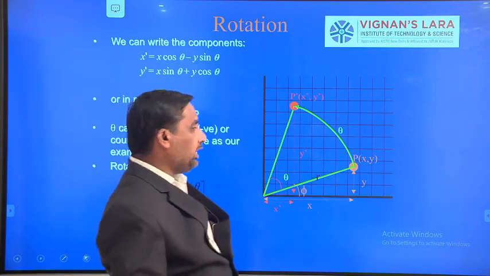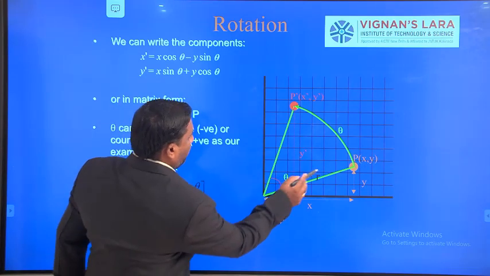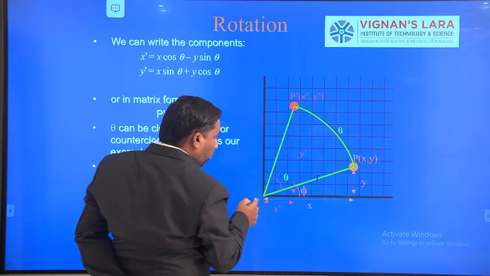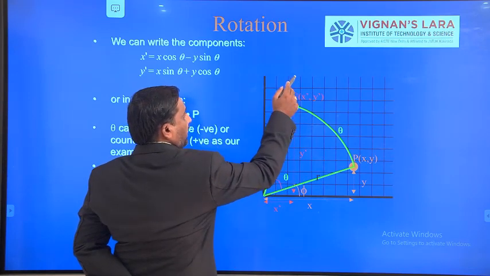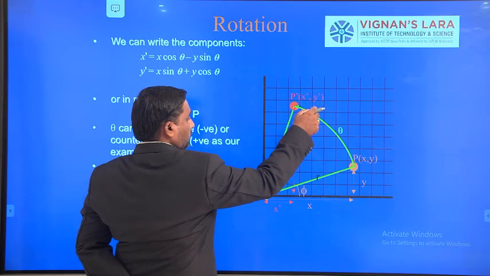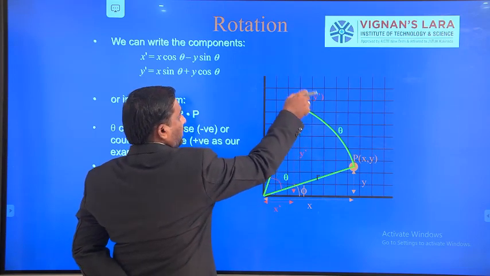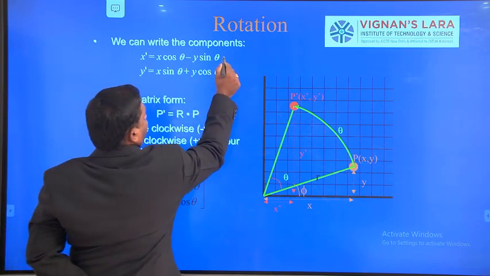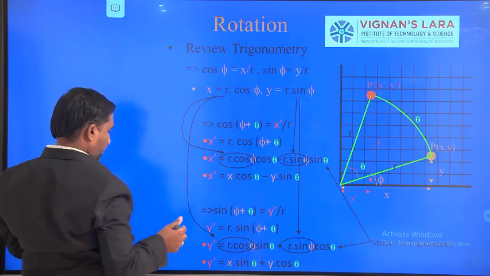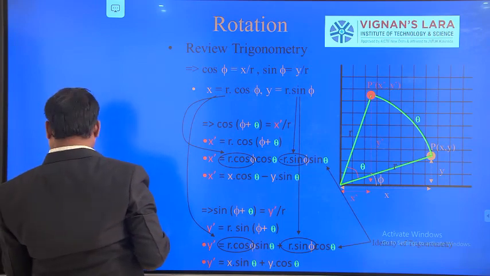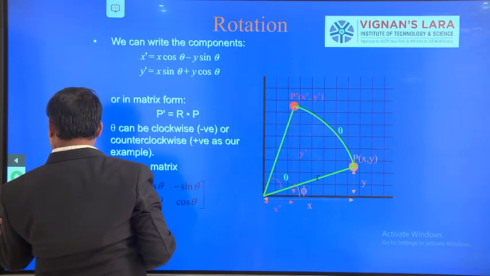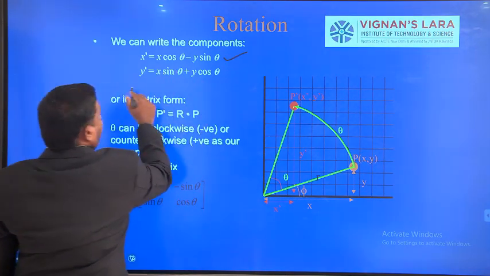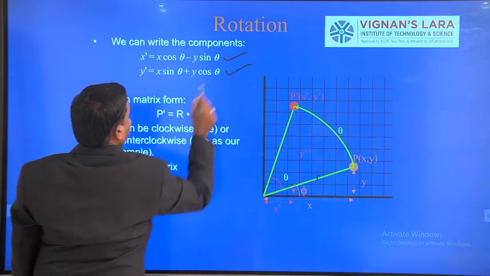Next, the final results. What are the final results after the point P (x, y) is rotated through an angle theta about the origin to the point P dash, that is (x dash, y dash)? Then what are the coordinates of x dash and y dash? So x dash equals, from the previous derivation, x cos theta minus y sin theta, and y dash equals x sin theta plus y cos theta, right?